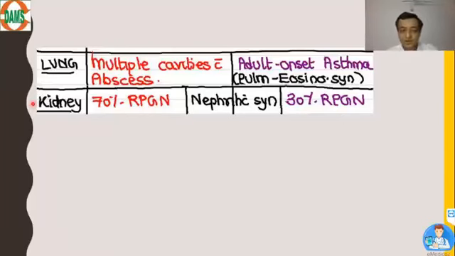I will go slow. We are discussing differentials of pulmonary renal syndrome. In pulmonary renal syndrome, the classical one is Goodpasture syndrome. But with other organ involvement, think of ANCA positive vasculitis. Among them, Wegener and Churg-Strauss look more similar to Goodpasture. That's what we are comparing now.